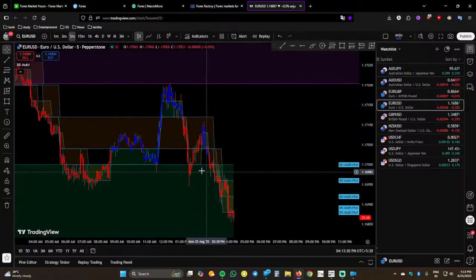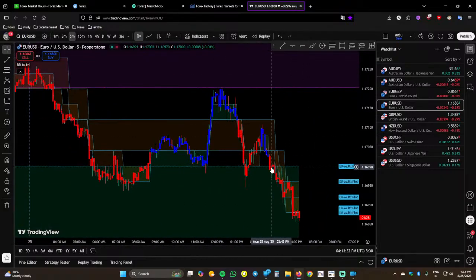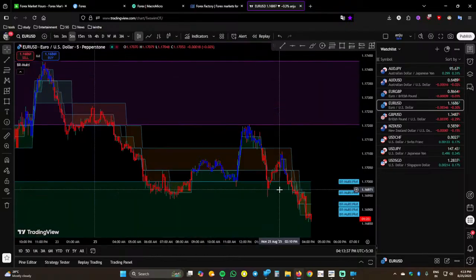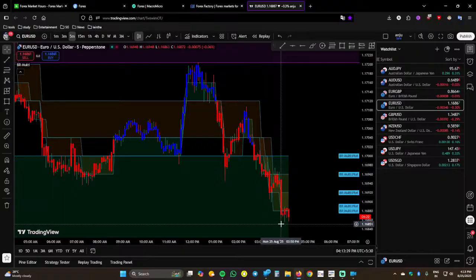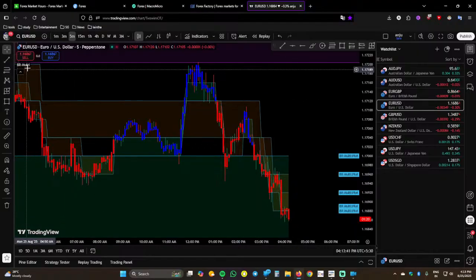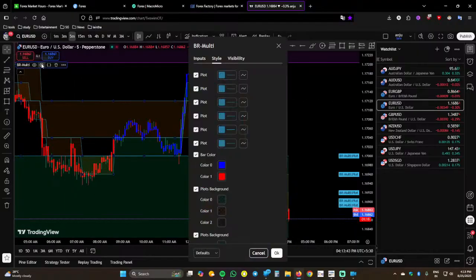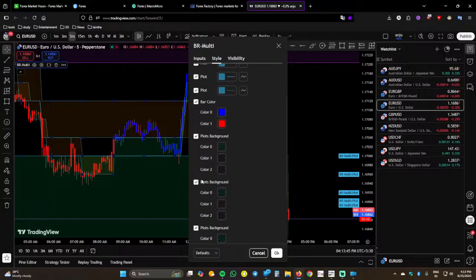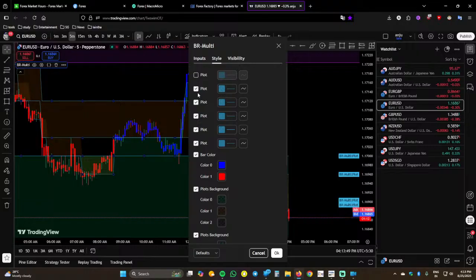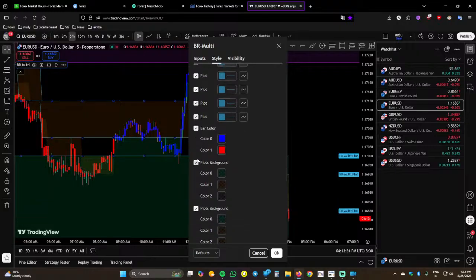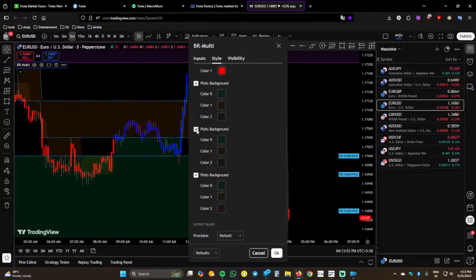But as of now, we can see the 5-minute Renko is already moving downwards. So what we can do is try to identify sell setups. One thing I'll do is remove some of these lines so that we can clearly identify.